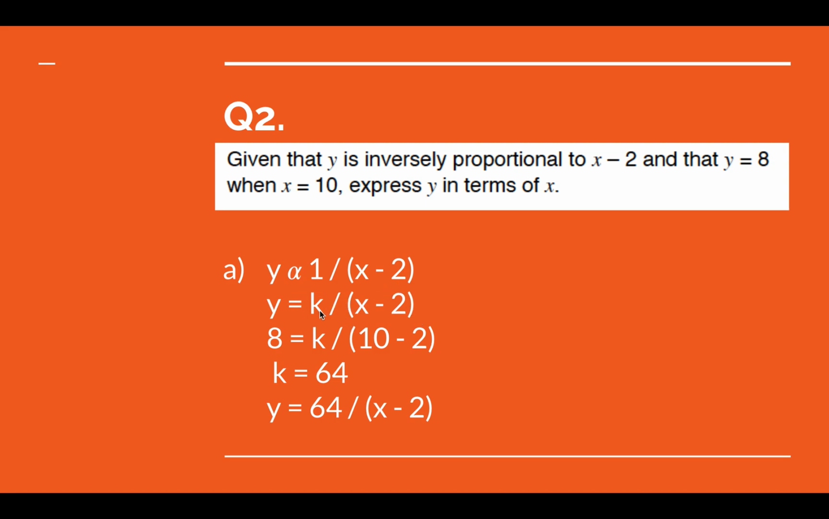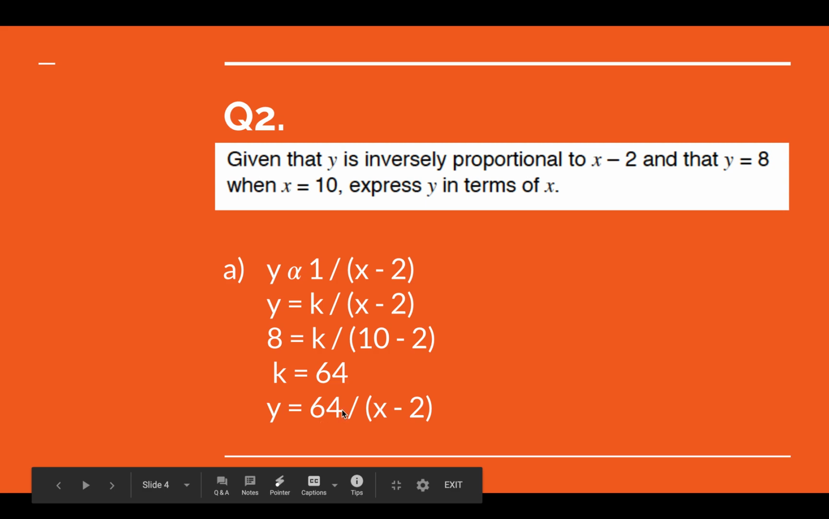Now to find our k, we use the values that we're given. When y is 8, x is 10, so we put 8 for y and 10 for x. Now we calculate for our k, and we see that our k is 64 after working out this line. So the relationship that we derive from this question is that y is equal to 64 over x minus 2. This is the inverse relationship between y and x.